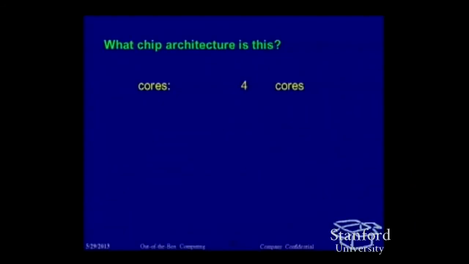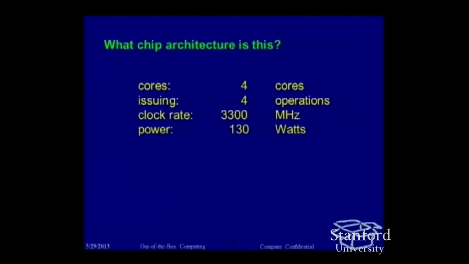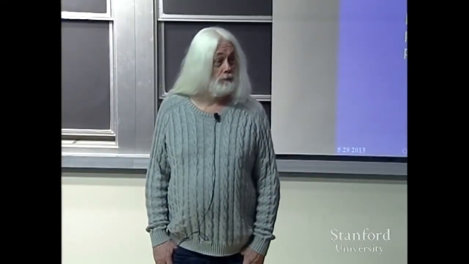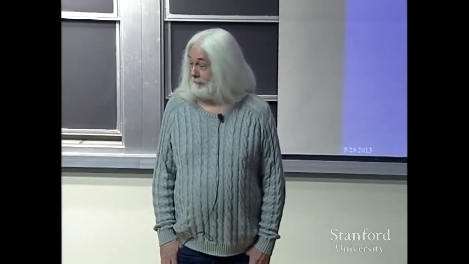One is, incidentally, this is an existing top-of-the-line product from a major manufacturer. 4 cores, each one of which can handle 4 operations per cycle. You may need Freon cooling. 3,300 megahertz, using 130 watts, that's where the Freon comes in. 52 giga operations per second for $885 list. Anyone want to guess what the architecture of that chip is? Don't all speak at once. Someone?